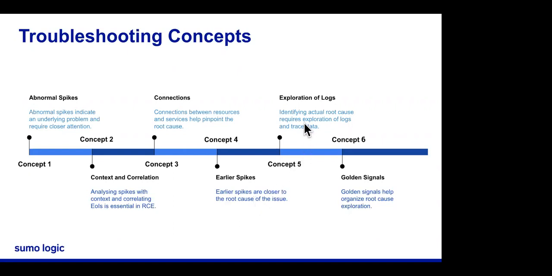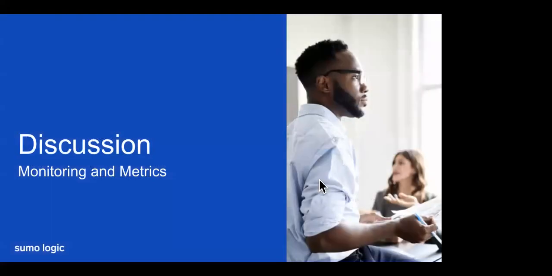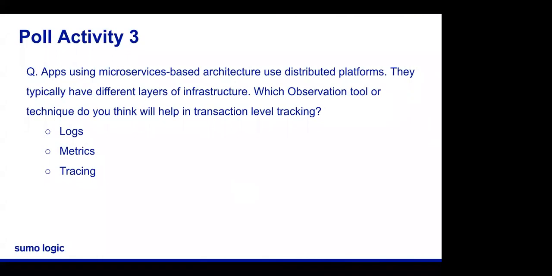And then concept 5, the exploration of logs. Again, identifying the actual root cause requires us to look at the logs and the trace data. We're going to look at trace data here in just a few minutes. And then last but not least, the Amazon golden signals help us focus on organizing our root cause explorer. And again, on that page I pointed out earlier, it gives a link to that information about those golden signals. But those are the 6 things that we cover. And those 6 things, like I said, you're going to find a test question or 2. So now we're going to get ready to go to the next lab and our next conversation. So, poll question here.